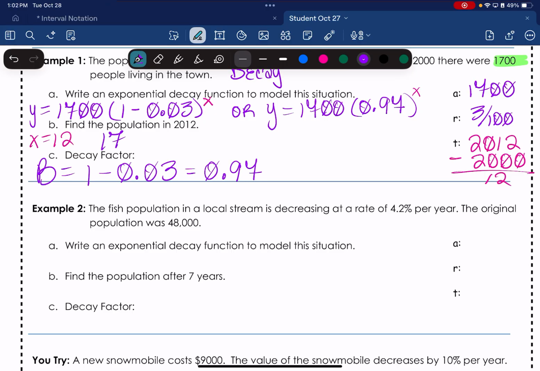So 1,700 times 0.97 raised to the 12th power. That's going to be 1,180 people.